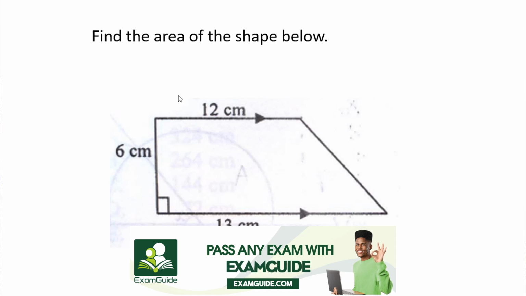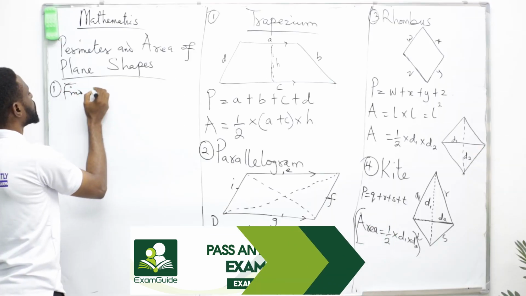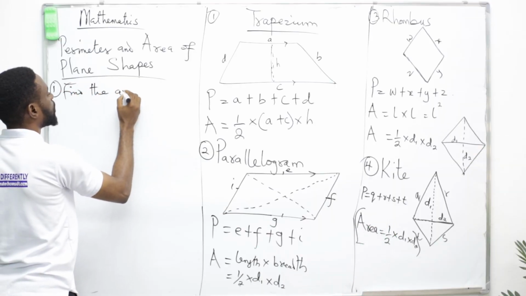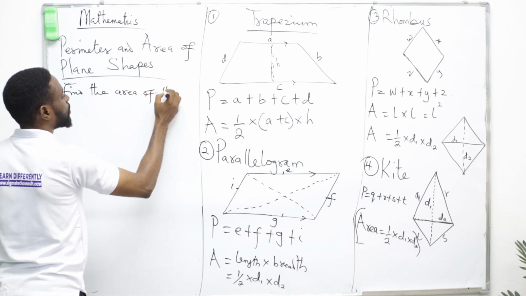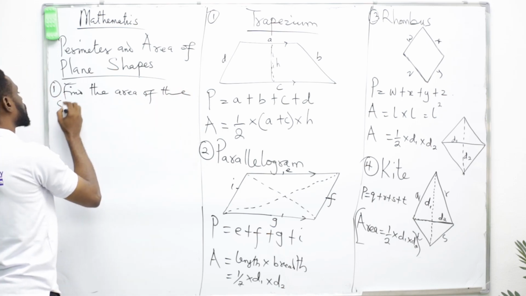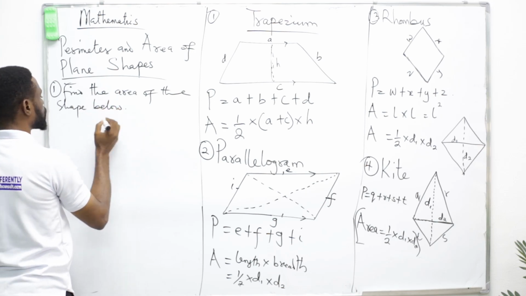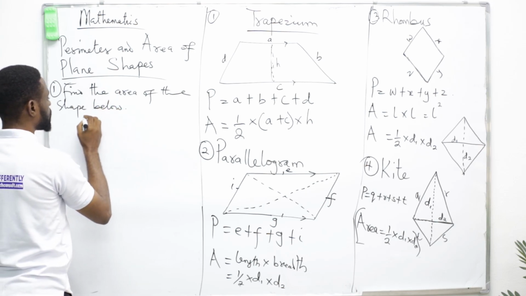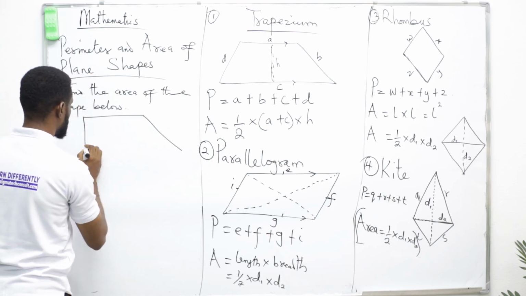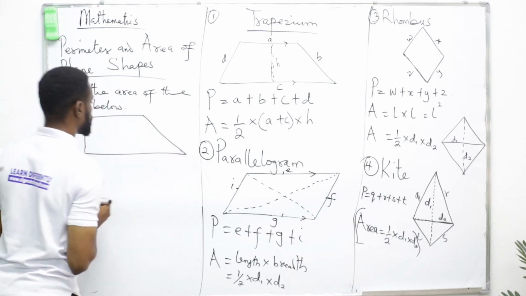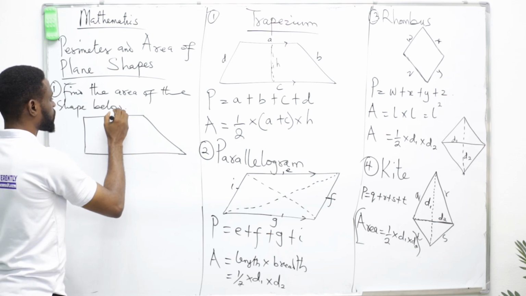Number one, find the area of the shape below. So the shape is this, this, this, this. Okay, here is 12 cm.